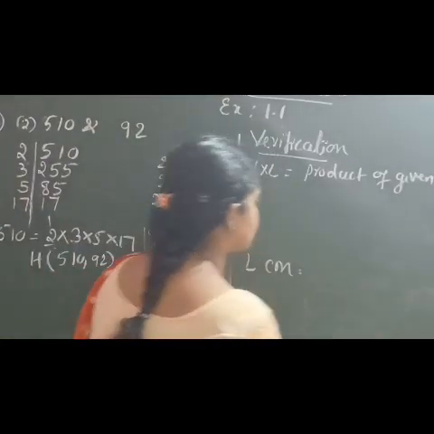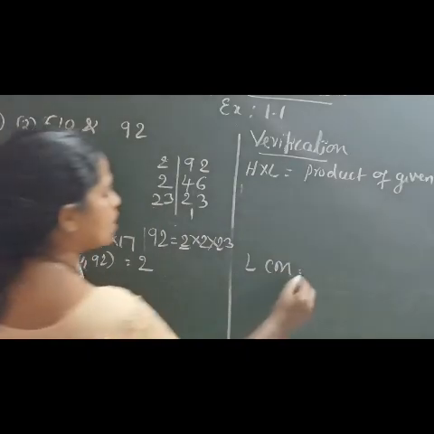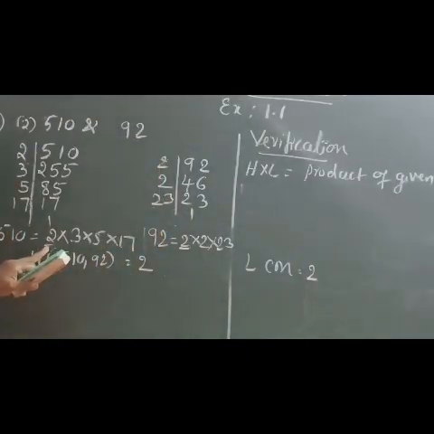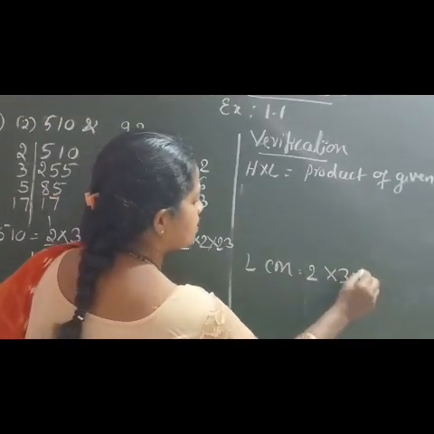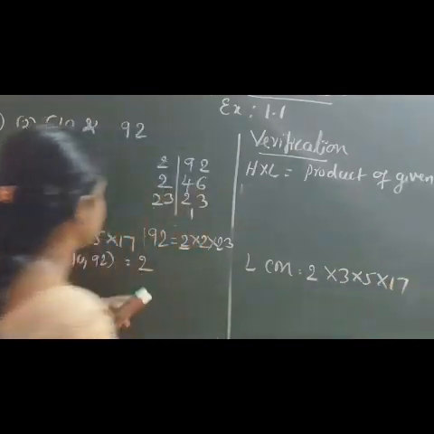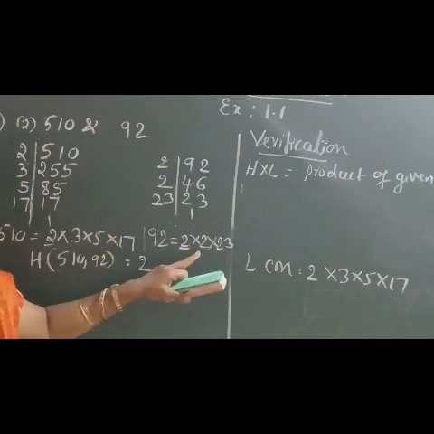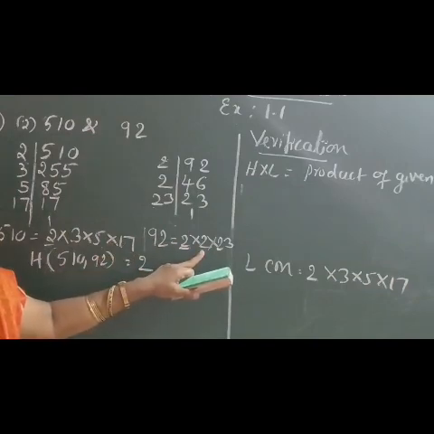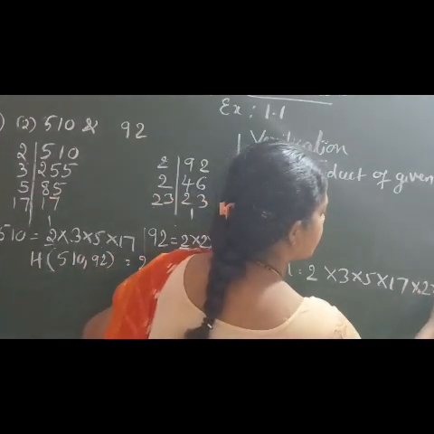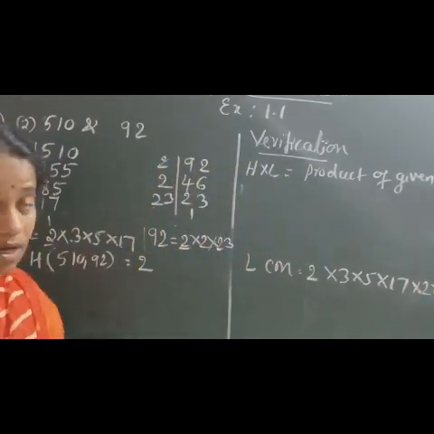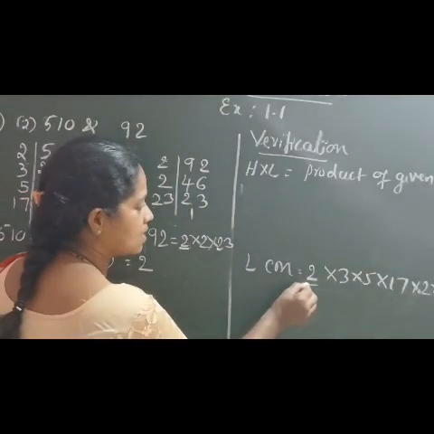Once again I will rewrite here. 2 is the common factor. First write down the common factors: 2, then 3 into 5 into 17. Okay, here it is completed. Next, 2 into 23. So it has more common factors? No, 2 is the only common factor.